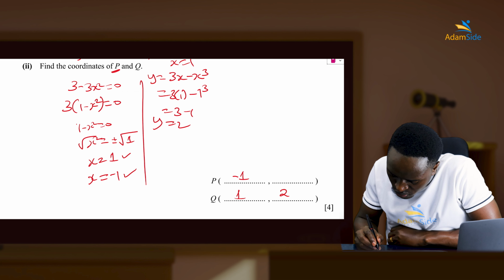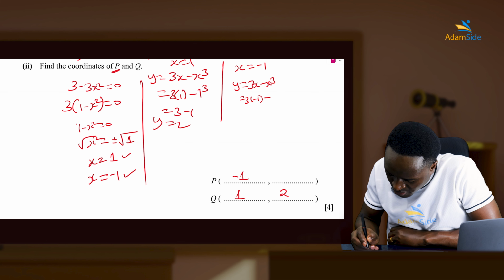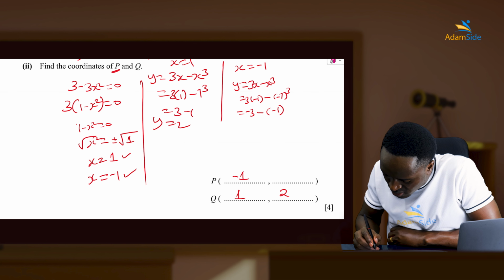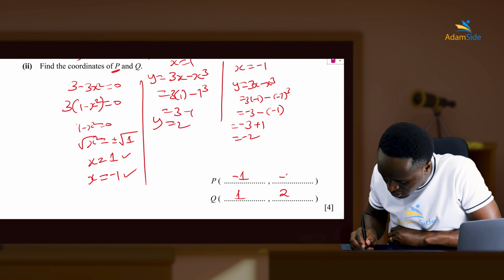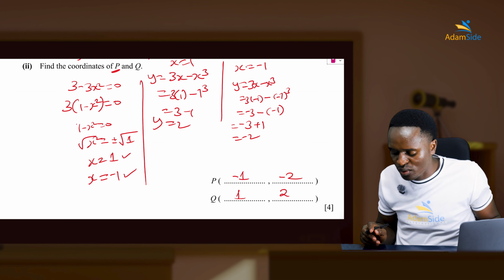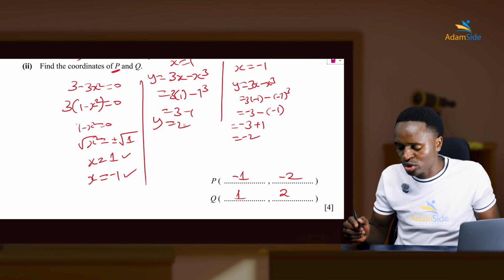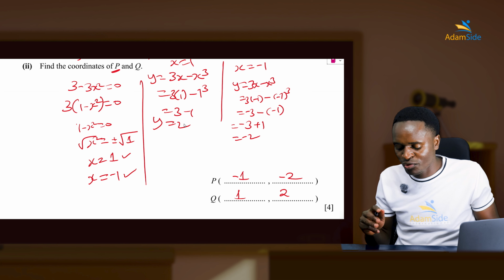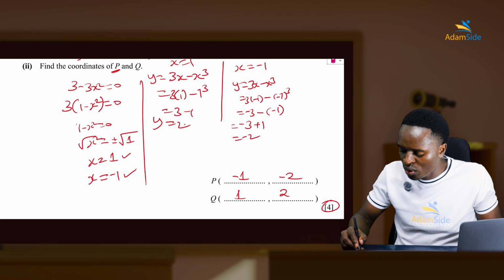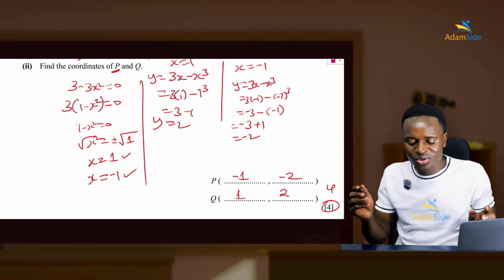And when x is equal to negative 1, y is equal to 3x minus x cubed. So 3 times negative 1 minus negative 1 cubed. So this is negative 3 minus into negative 1. So this is negative 3 plus 1, which will be negative 2. So the value of y is negative 2. So we have negative 1, negative 2, and 1, 2. You get correct answers for the values of P and Q to get all 4 marks. That's what you do, champion.